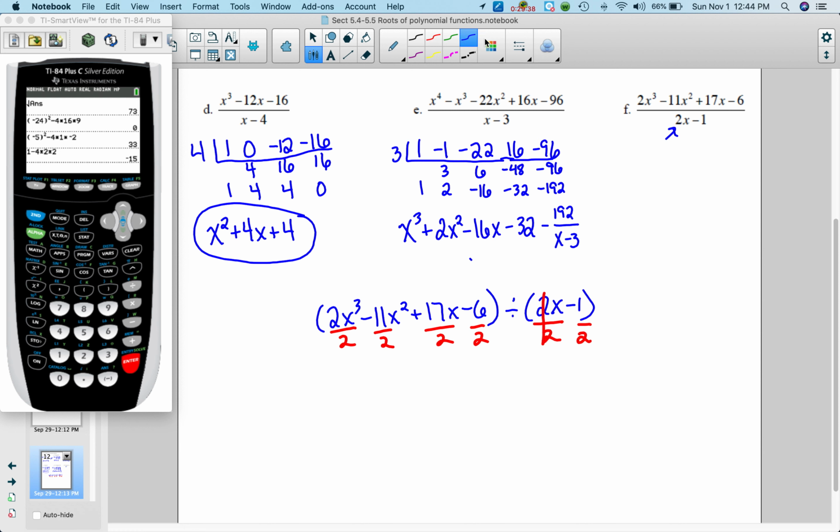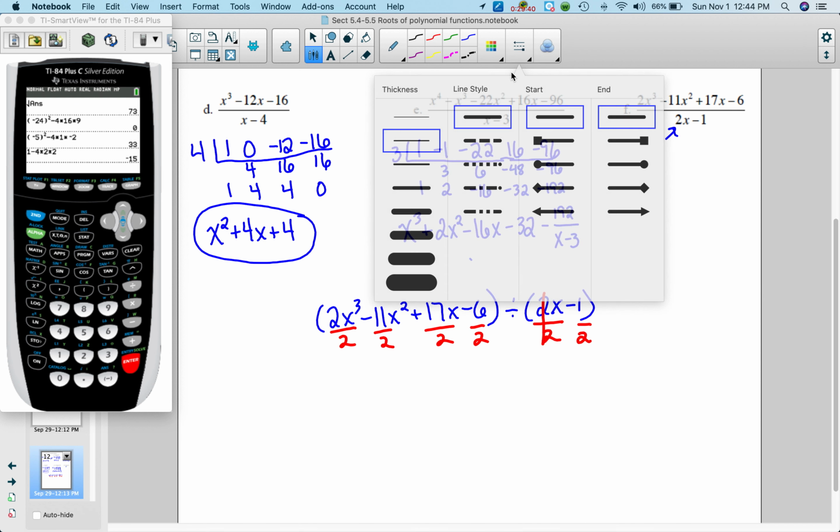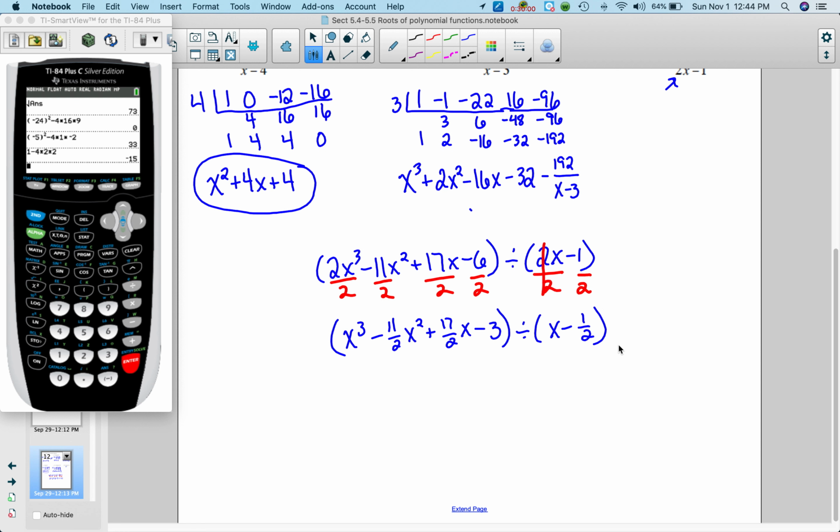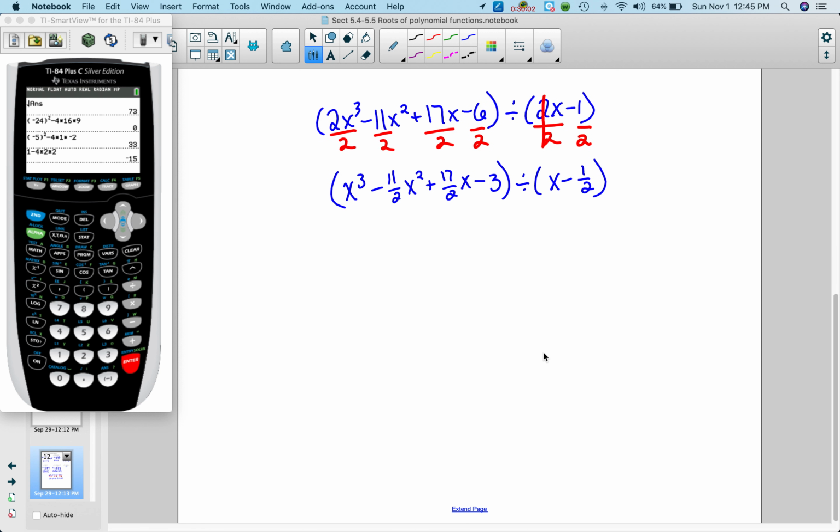So then what we're going to end up with is a 1x cubed minus 11 halves x squared plus 17 halves x minus 6 halves is 3. And we're dividing by x minus a half. So everything divided by 2. From there, now I set up my synthetic division. So I'm going to have a positive a half out front.